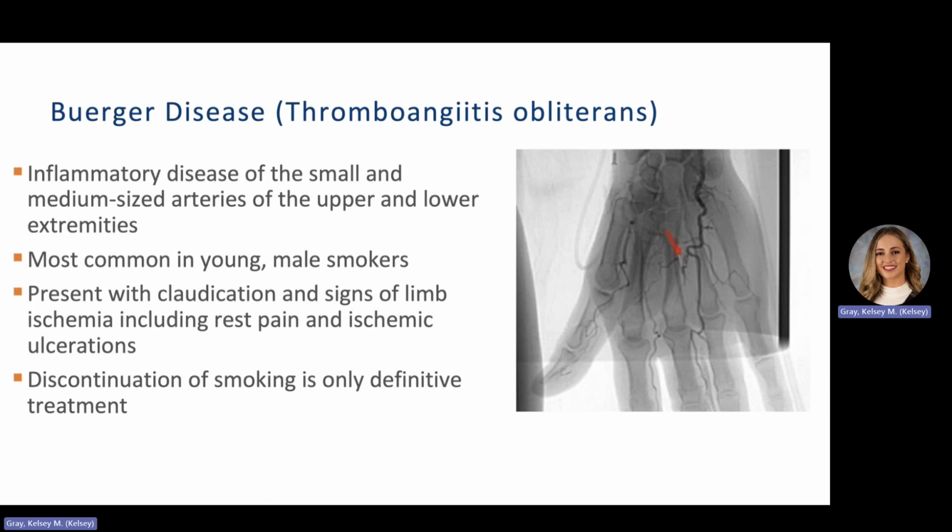The patient will present with claudication and signs of limb ischemia, including rest pain and ischemic ulcerations. Discontinuation is often the only definitive treatment. Due to the diffuse involvement of small caliber vessels, bypass and revascularization procedures are typically not successful. Often, the only option is amputation if disease presents with refractory pain, non-healing ulcers, or gangrene. However, the prognosis is good if patients are able to quit smoking.